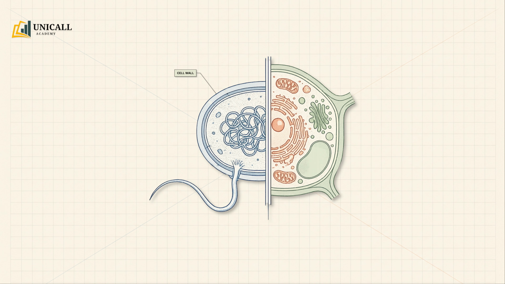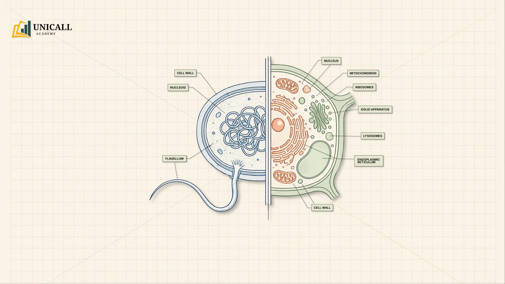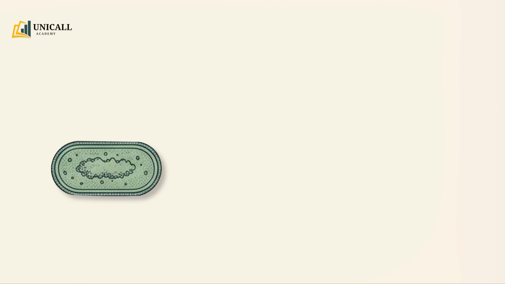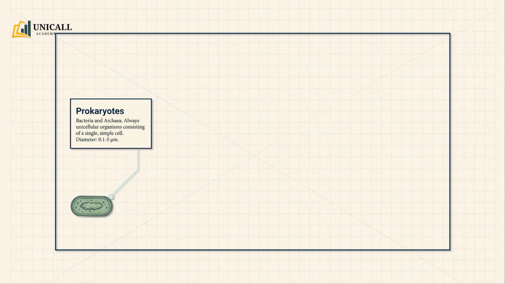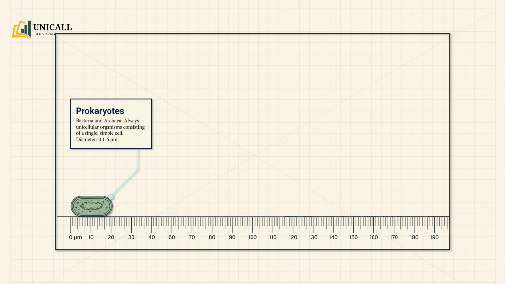The great cellular divide. All cellular life on Earth is broadly divided into two main categories: Prokaryotes and Eukaryotes. Prokaryotes. These include bacteria and archaea. They are always single-celled organisms made up of a simple cell structure. Their diameter ranges from 0.1 to 5 micrometers.